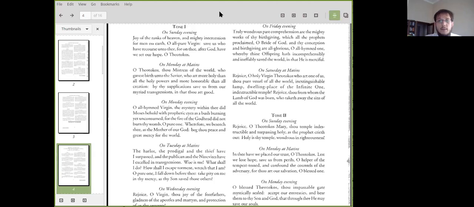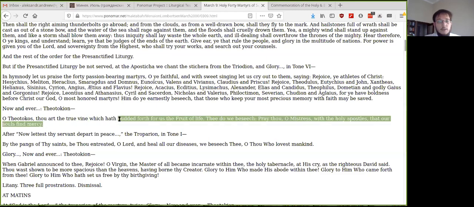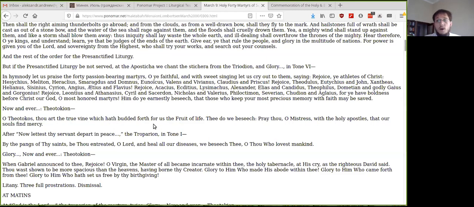And to prove that I didn't make that up, I can show you in the service we were looking at for the 9th of March, for the Holy 40 Martyrs of Sebaste, it actually prints that for you in the Menaion. At the aposticha, it's got the Theotokion: "Theotokos, thou art the true vine, which hast budded forth for us the fruit of life." One thing you can also do, I know here it's printed with "pray thou, O Mistress, with the holy apostles," is insert the name of the saint into there.